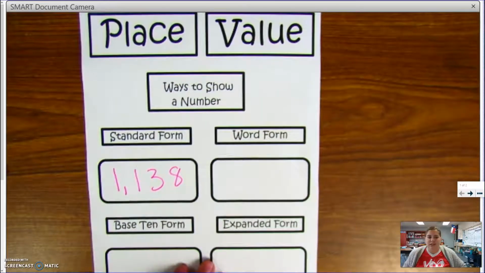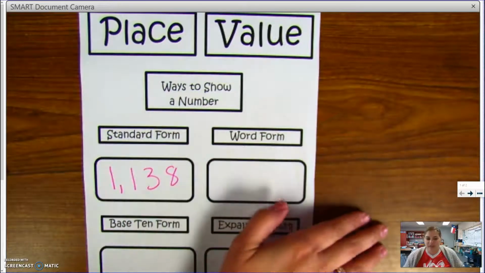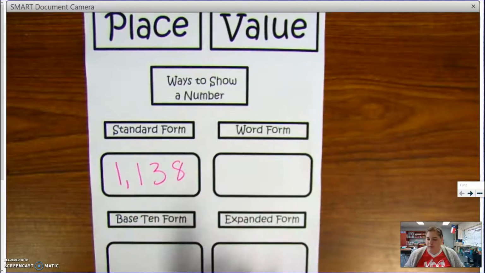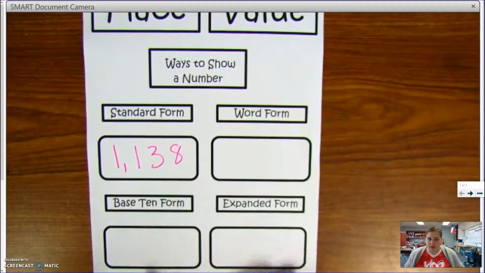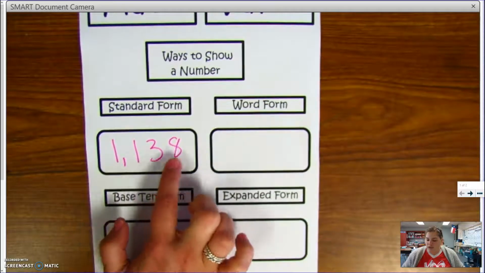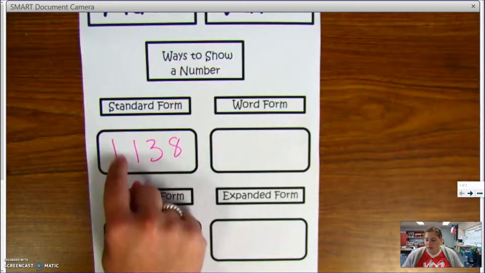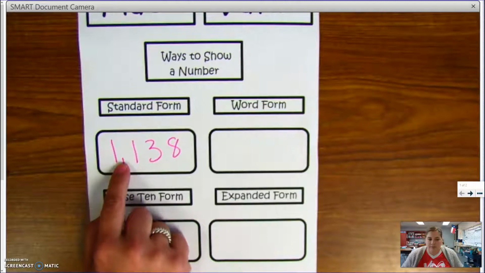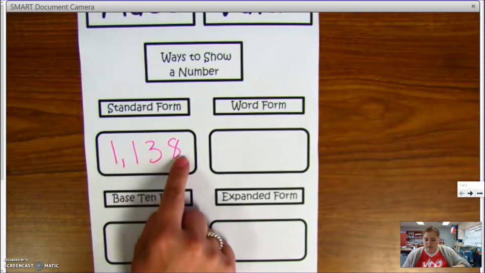Hey boys and girls, we're now going to use the thousands cube to show the different forms of the number. So I have my number 1,038. We always write the thousands place here, then we do a comma, then our hundreds, tens, and ones.